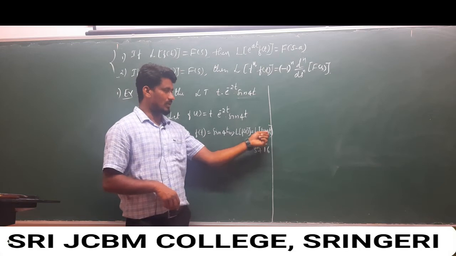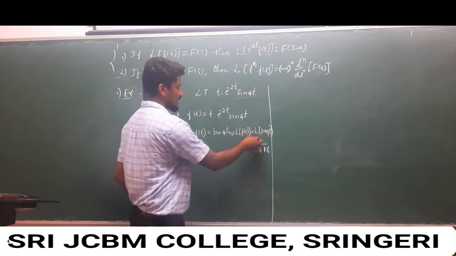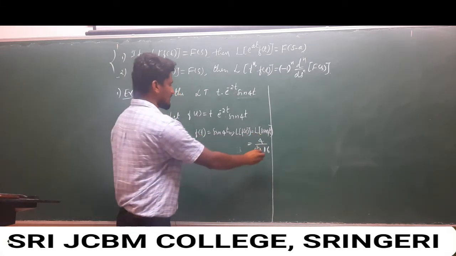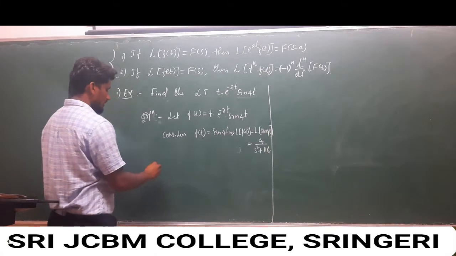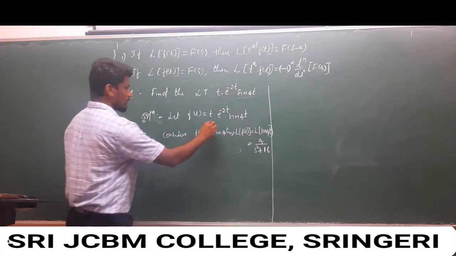Sin of at means a over s square plus a square, so I just applied that here. These are the basic standard signals of Laplace transform. And now we have to find the Laplace transform of only these two terms.